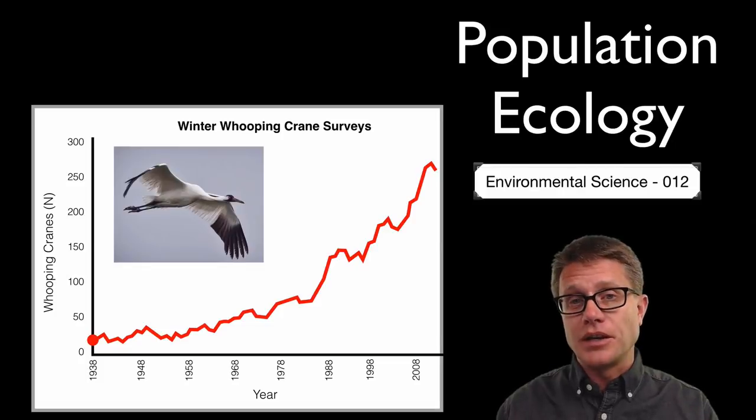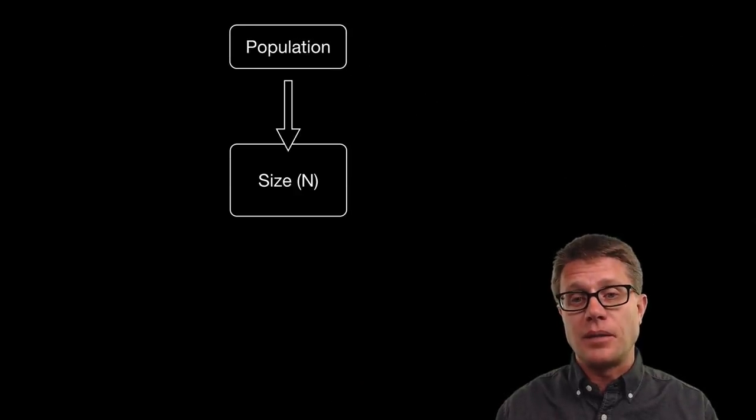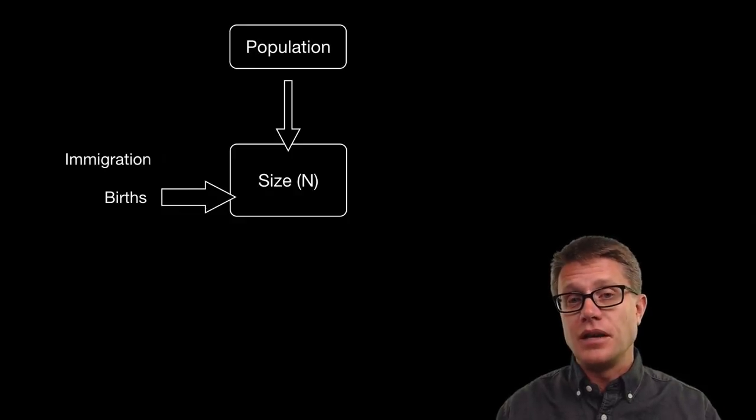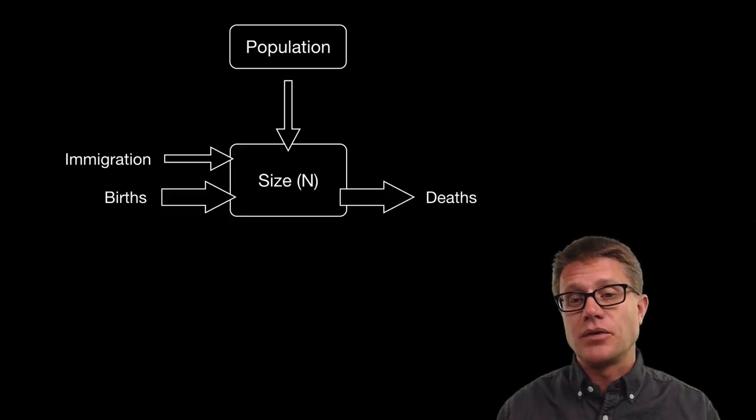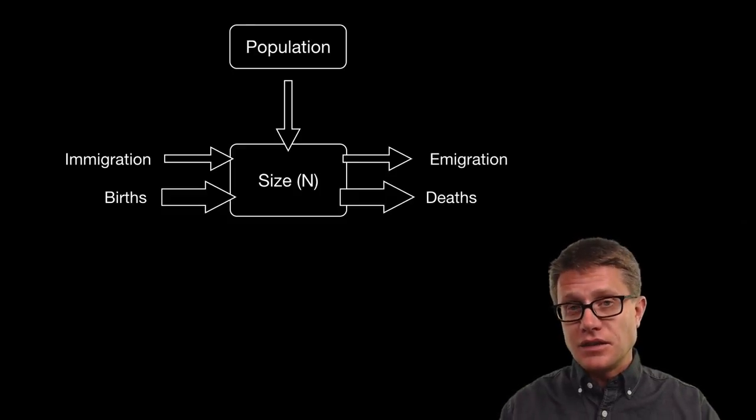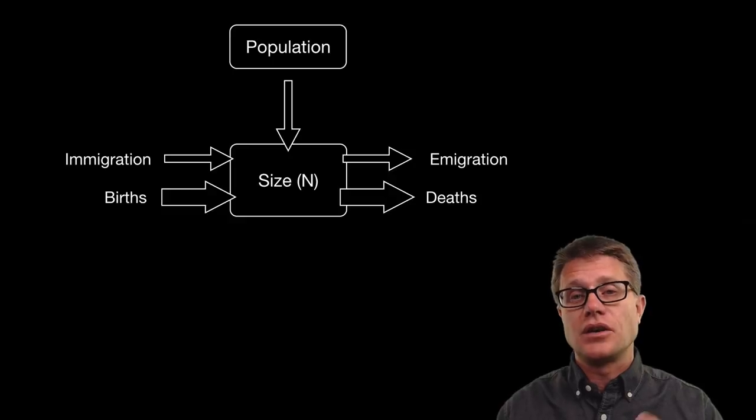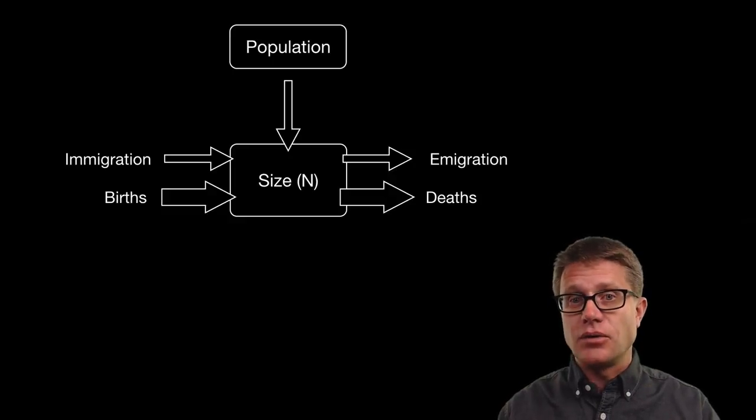But the health of the population is dependent upon the size of the population. How do we increase the size of a population? Through births and immigration, new individuals coming into the population. Likewise, how do we decrease it? Through deaths and emigration. These things contribute to what's called the intrinsic growth rate. Is it increasing or is it decreasing?